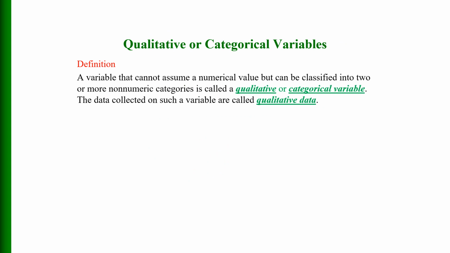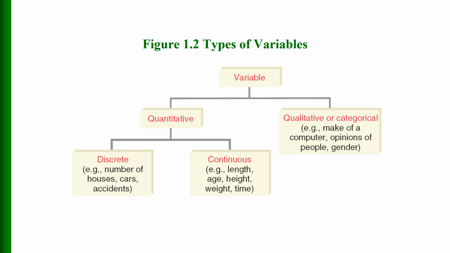A variable that cannot assume a numerical value but can be classified into two or more non-numeric categories is called a qualitative or categorical variable. For example, male, female, yes, no, black, white, Muslim, non-Muslim, and so on. The data collected on such variables are called qualitative data.